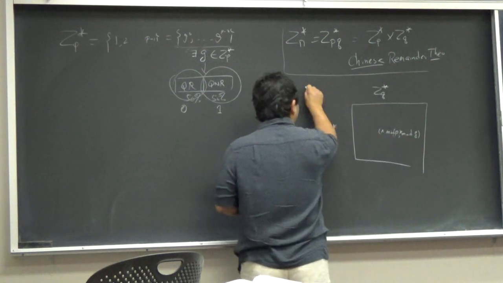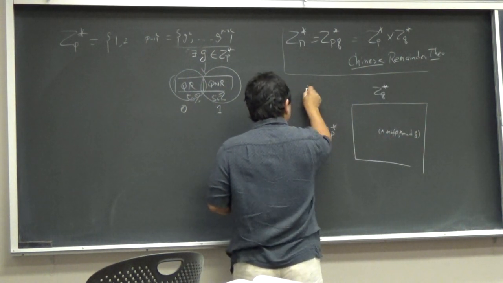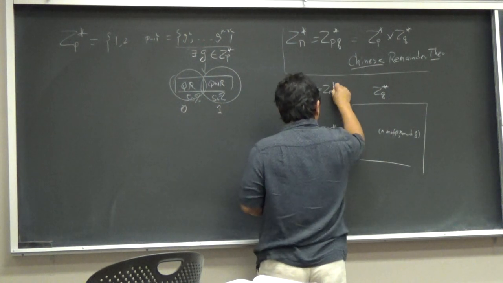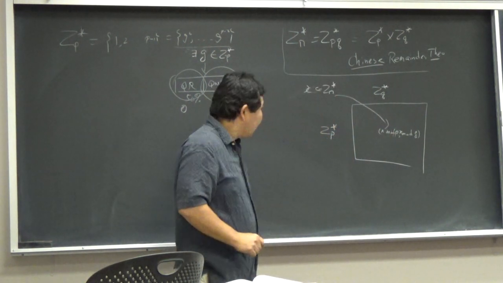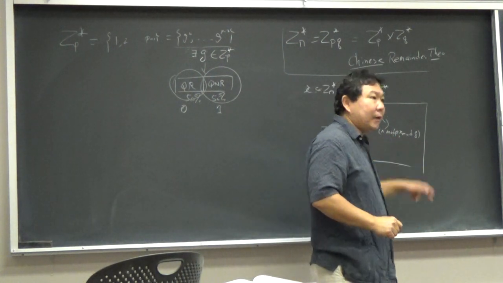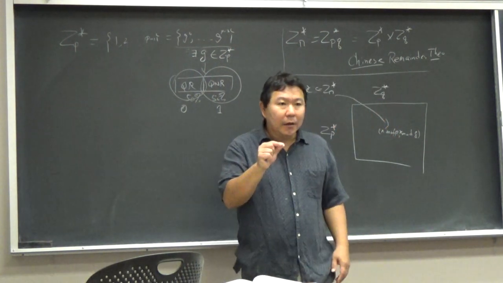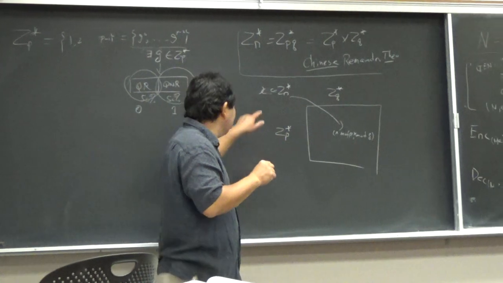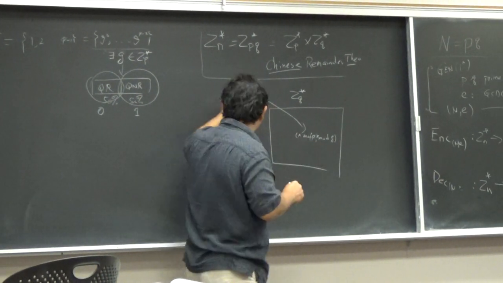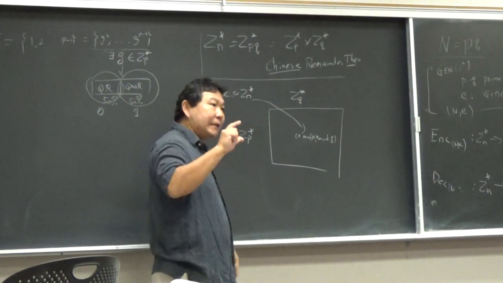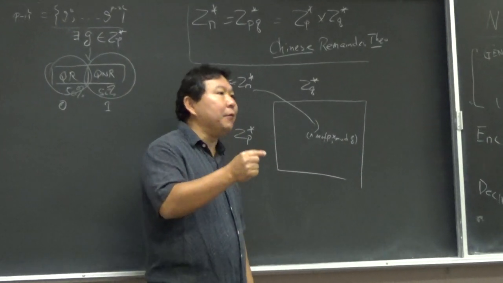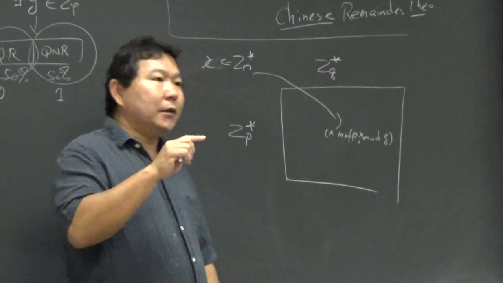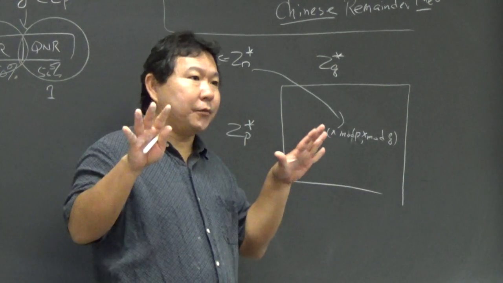So every x belonging to Zn star is mapped to these coordinates, x mod p and x mod q. And the coordinates uniquely determine x, and also algebraically, because the isomorphism is really representing x. Okay, so there's no loss of information. All the algebraic structures are there.